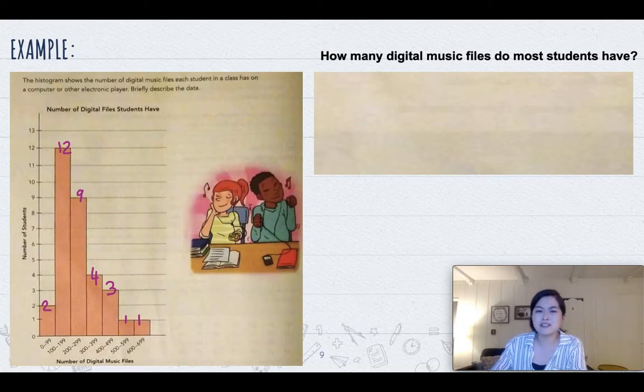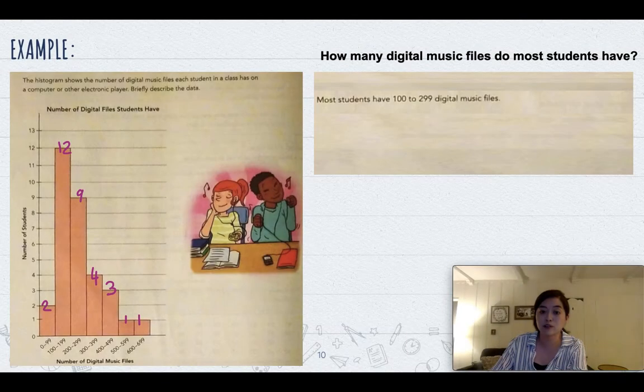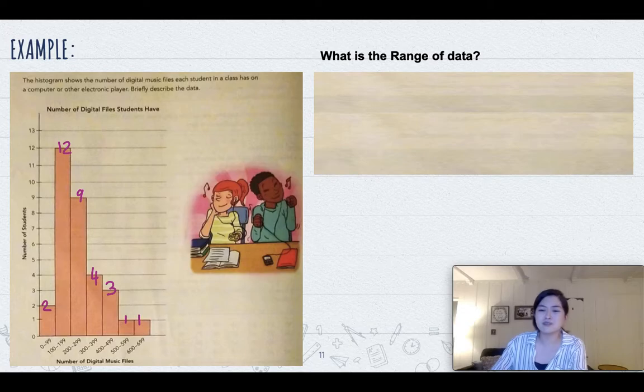Now, how many digital music files do most students have? Well, let's look here. It looks like the most is 12. So most students download between 100 to 199 music files, or have downloaded that many on their computers or electronic player.